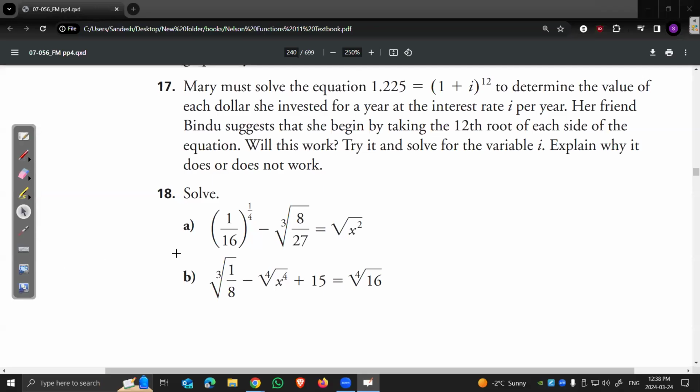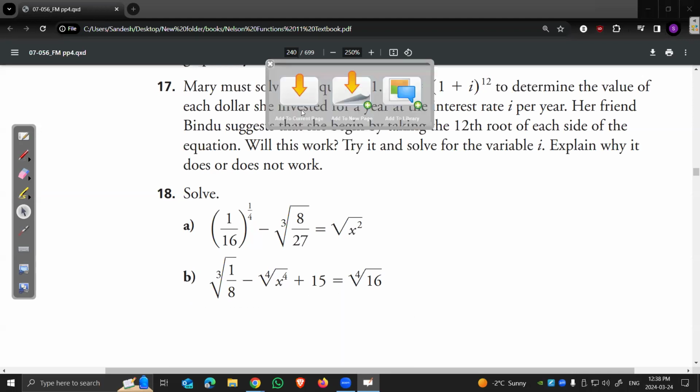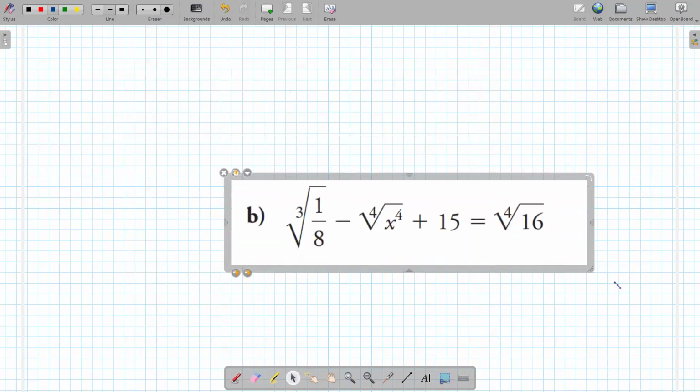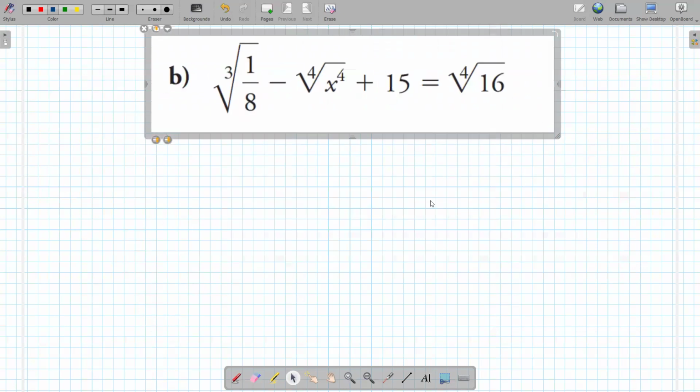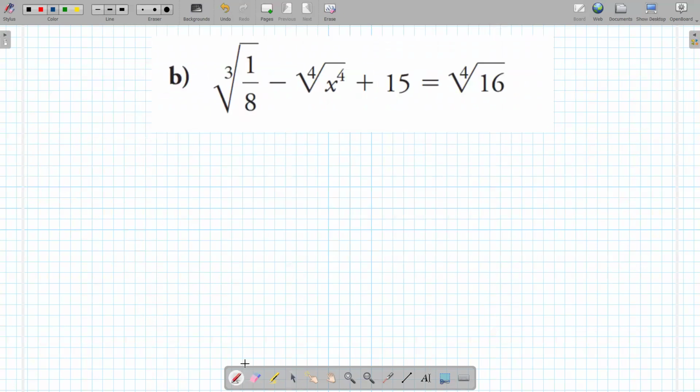The next one is the exact same thing. 3 steps again. What's the cube root of 1 over 8? It's 1 over 2. Fourth root of x to the 4 is x, plus 15. Fourth root of 16.